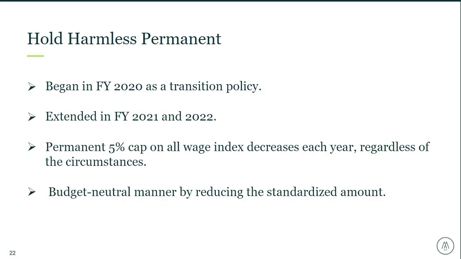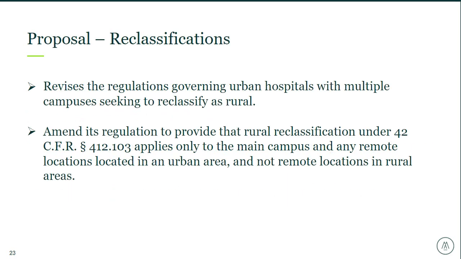In terms of hold harmless, there had been a 5% cap on wage decreases year over year that CMS proposed and ultimately made permanent. So wage index decreases year over year greater than 5%, regardless of the reason for the decrease, are capped at the 5% if it exceeds that amount. And this is being applied on a budget neutral basis. So if you go back to the slide I talked about earlier, there's a slide that covers how that's being funded as well. And then there was a proposal to clarify some reclassifications. This is actually final with hospitals that have multiple campuses that reclassify as rural, using the main campus in order to do that.